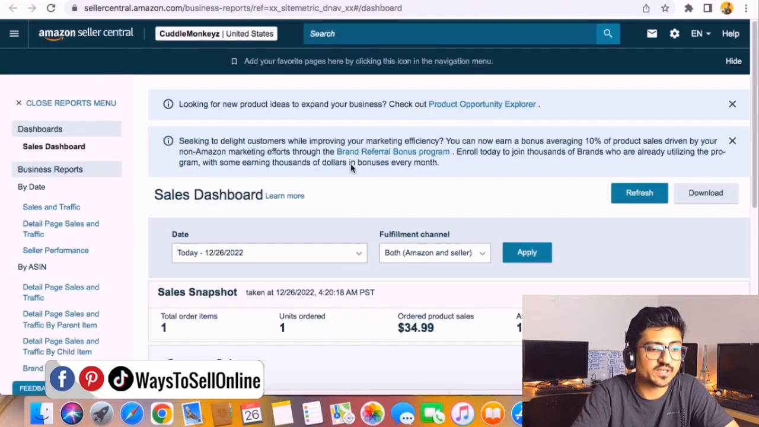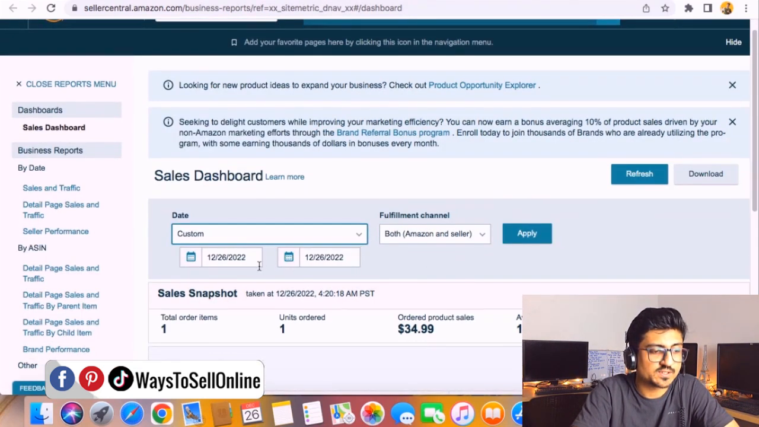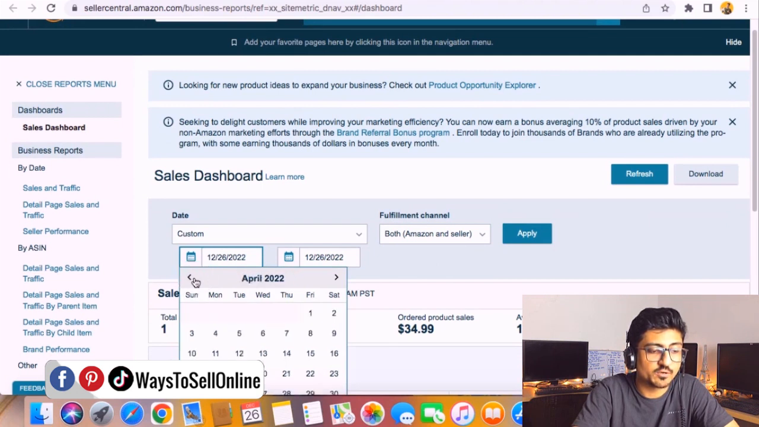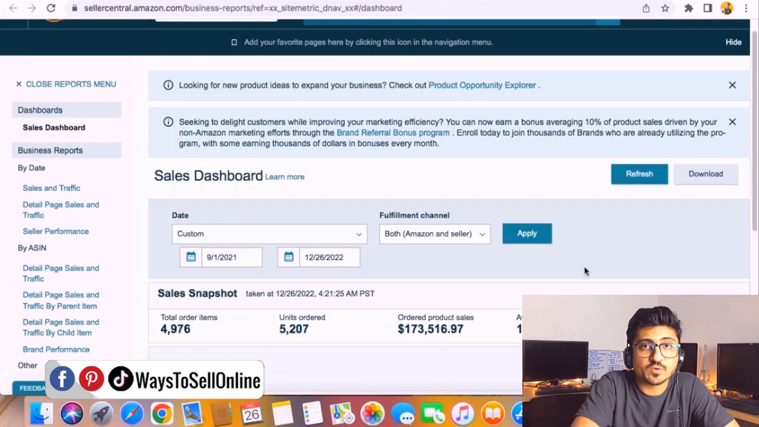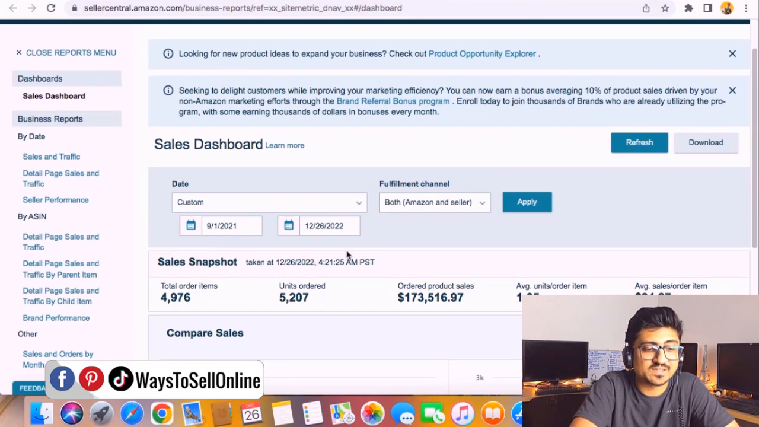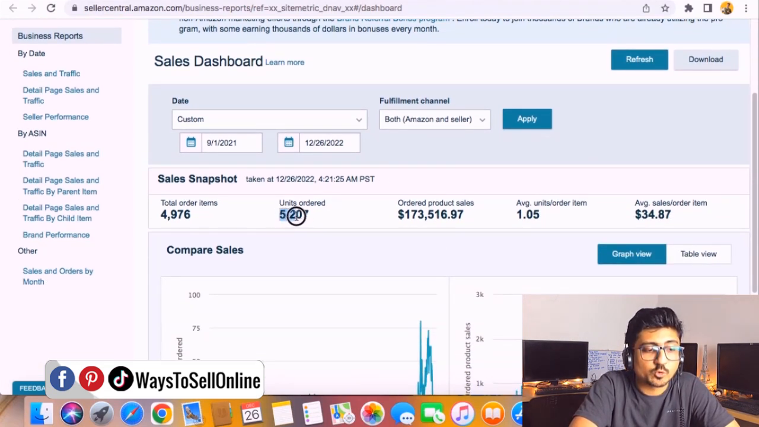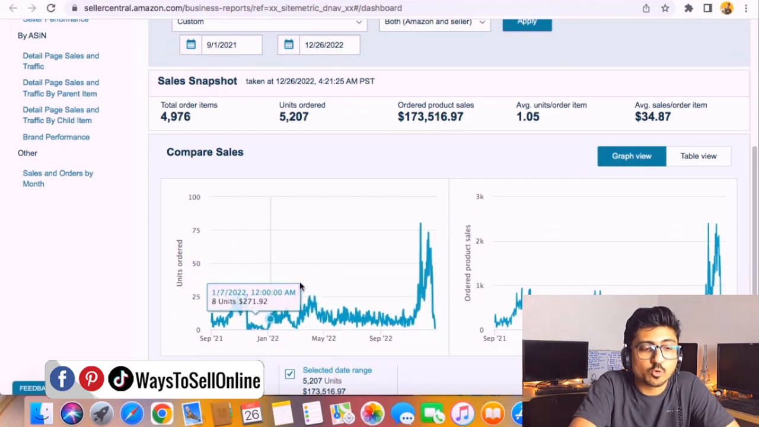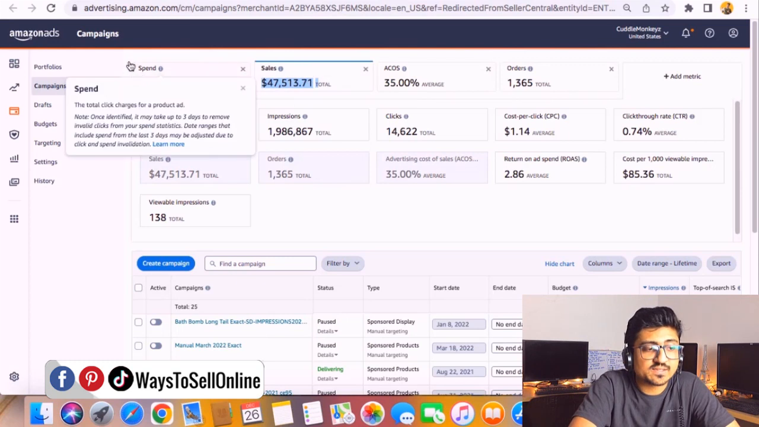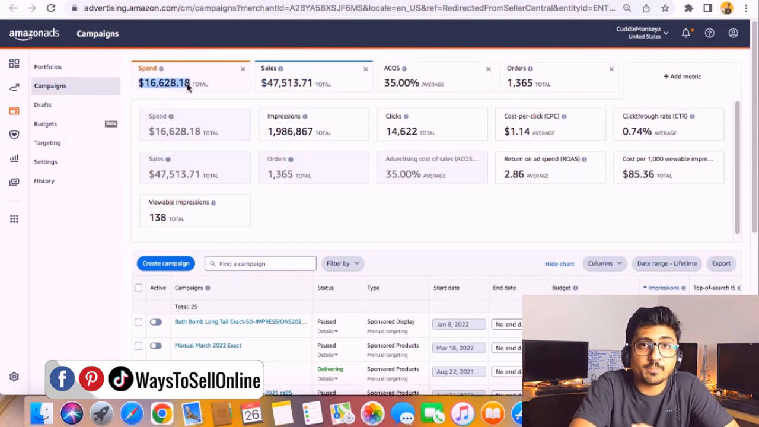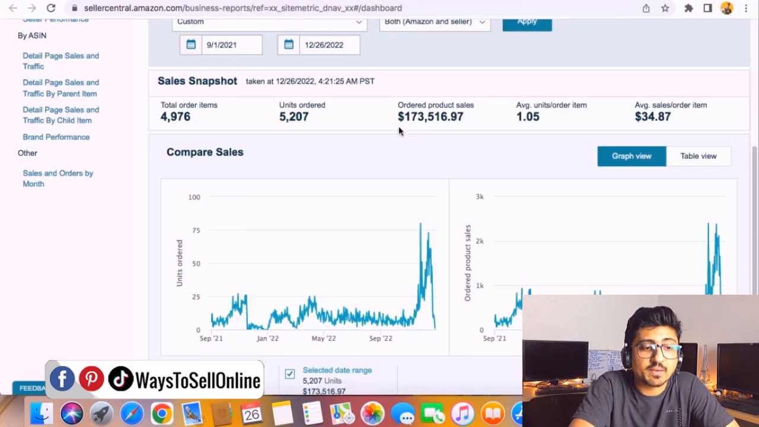If I talk about the total sale, I can go there, click on custom and put the filter from the date from which I started working on this account, which was 1st September. If I click on apply here, you can see that in the past 1.5 years, from 1 September to 26 December, I actually got 5,207 units sold and the total revenue was $173,516. So this is the total revenue of this account of all time, and this is the PPC revenue, and this is the actual amount, $16,000, which I paid in PPC advertisement to get that much result.